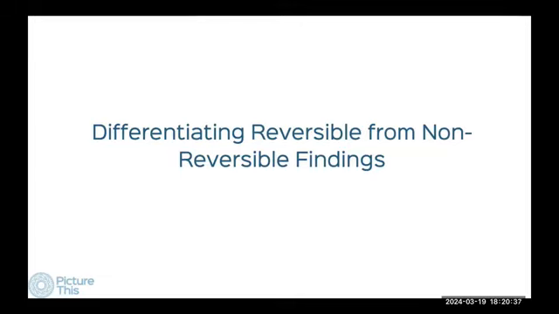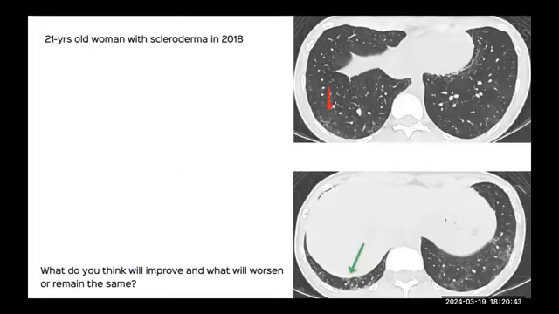One question that as radiologists we kept getting asked is, can we differentiate reversible from non-reversible findings? And this is important from a prognostic and treatment perspective. So let's look at this, right? We have reticular opacities a little more superiorly in the right lower lobe. We have reticular opacities in the lung base. And the question will be, what will improve, what will worsen, or what will remain the same?